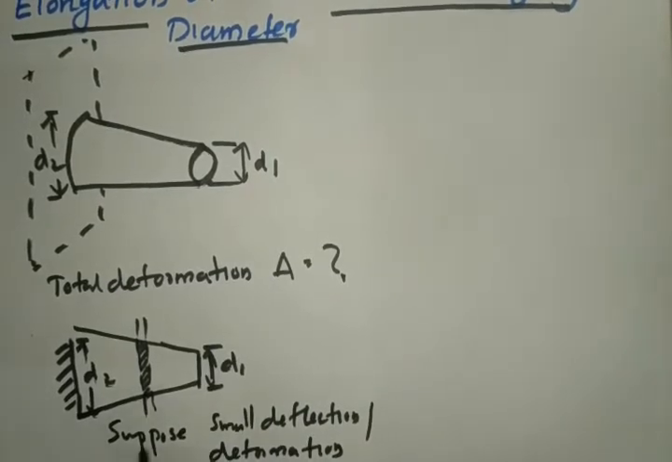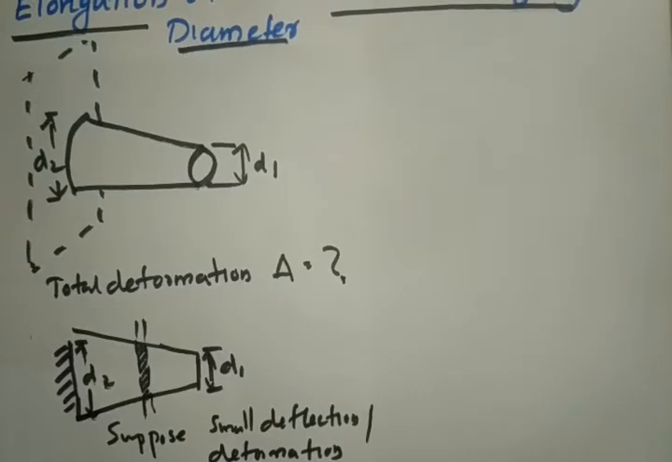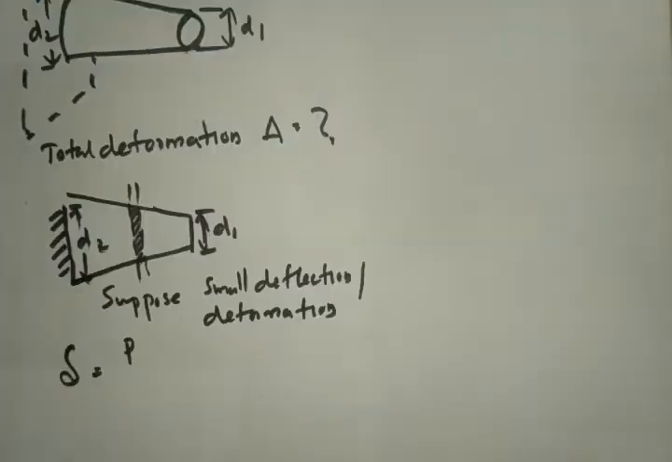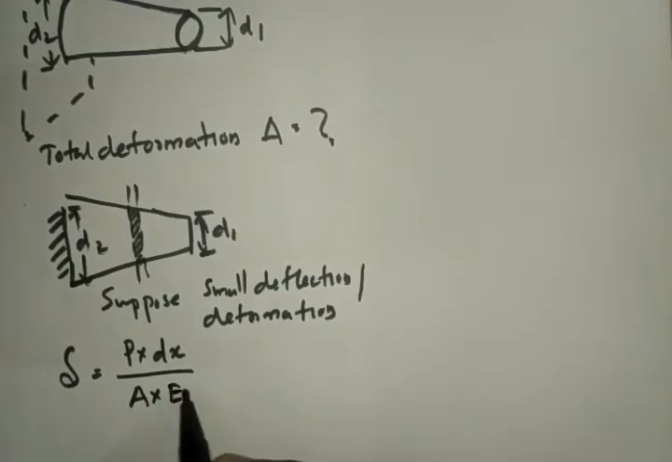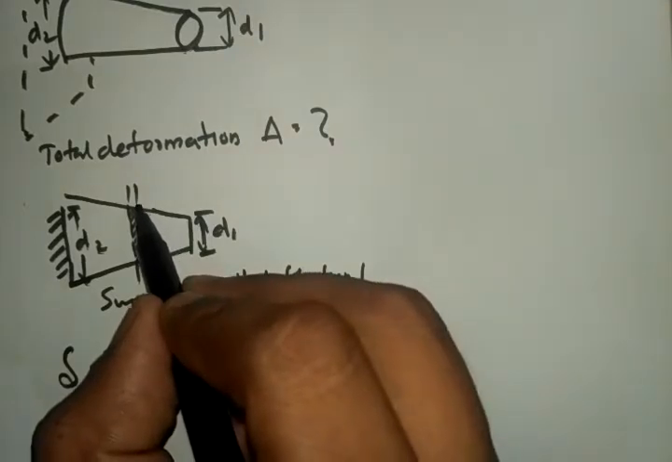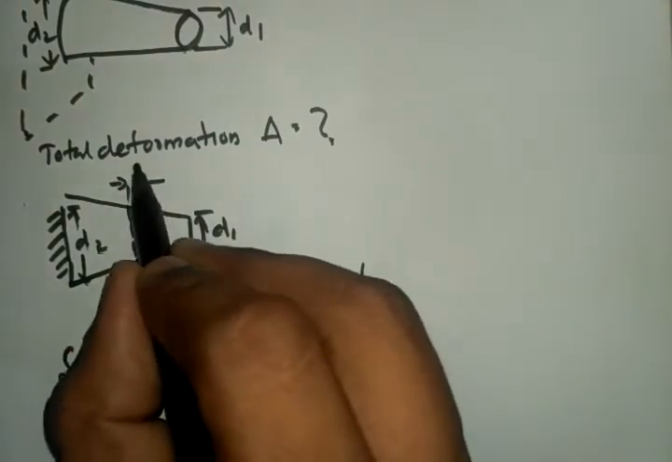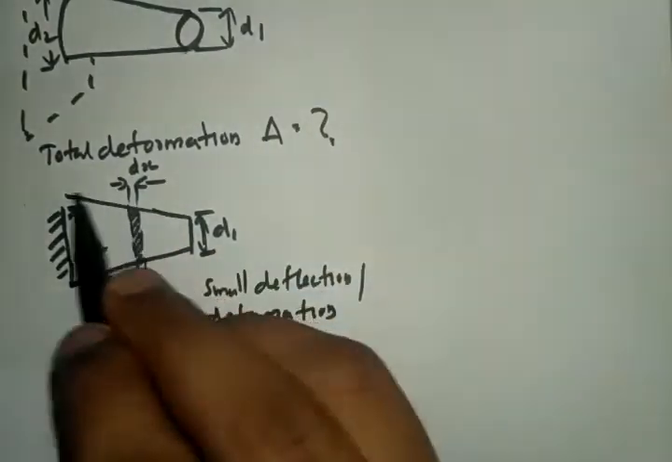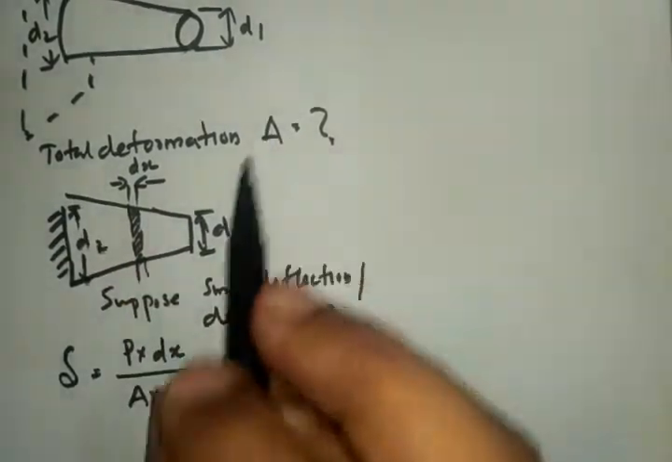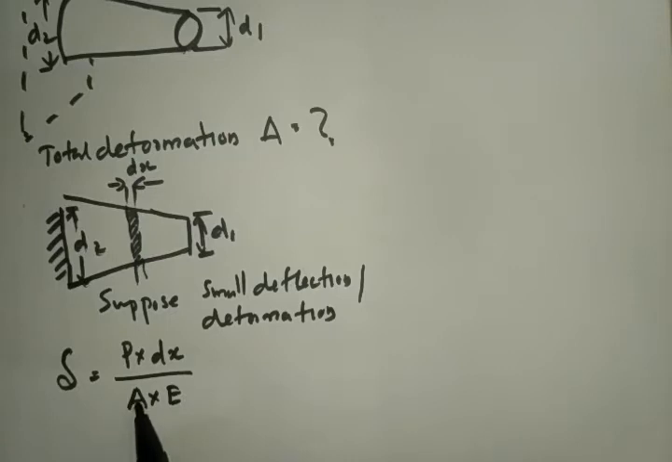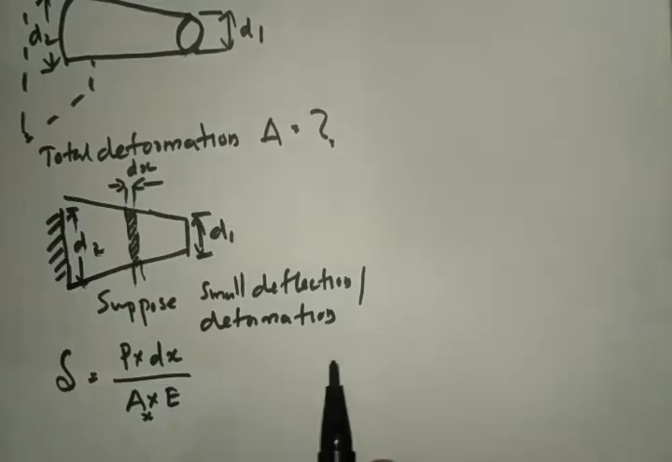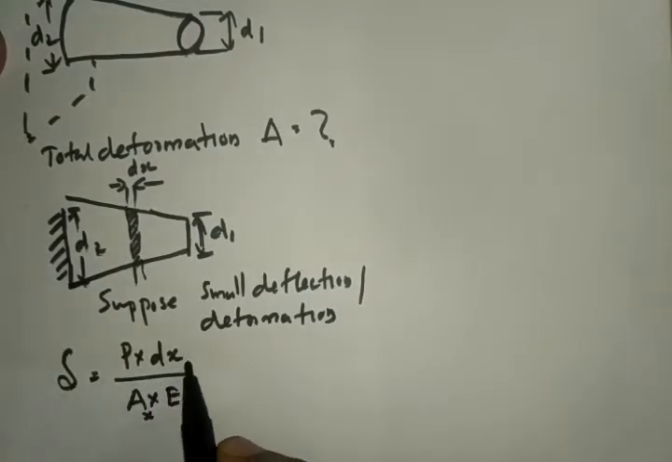Delta is equal to, we have the equation P into dx by A into E. So this infinitesimal part is having dx length, and this whole member is having a modulus of elasticity E, and the area is varying, so let's take it as Ax since it is varying with respect to x. So this delta is equal to P into dx divided by Ax into E.